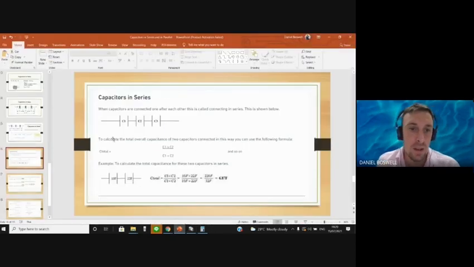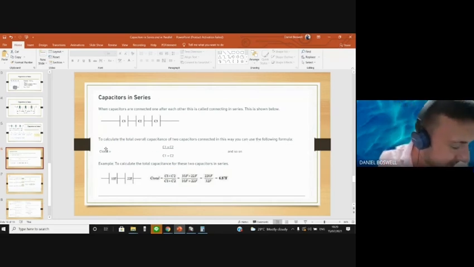Let's go back here. Now, to calculate the total overall capacitance of two capacitors connected in this way, we're going to do the nice, easy one first. You can use the following formula. Right, let's wake some people up. One minute, get some names.